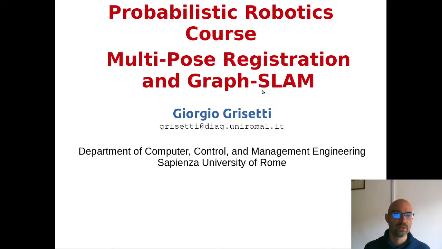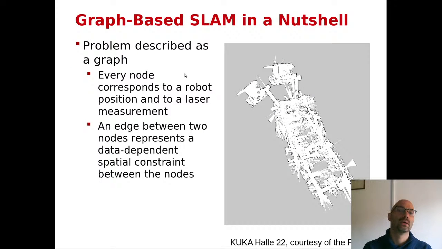First topic of the lesson is graph SLAM and multi-pose registration. As you might imagine, this is a variant of the multi-point registration problem that we have addressed in the last lesson. The multi-pose registration basically boils down to determining the configuration of a set of SE2 or SE3 poses that are mutually observing each other.